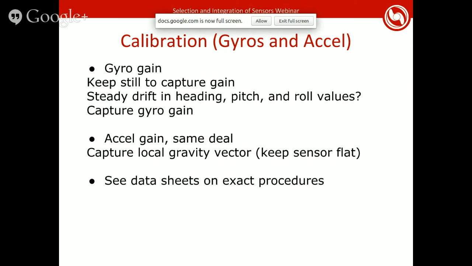Usually sensors have this option. You send it a gyro gain capture, and it's going to tell you, okay, sit still for 20 seconds, capture that, and after that, all your gyro readings should be zeroed when you're standing still.